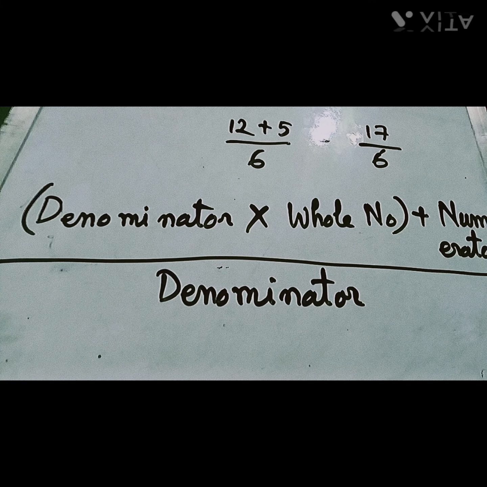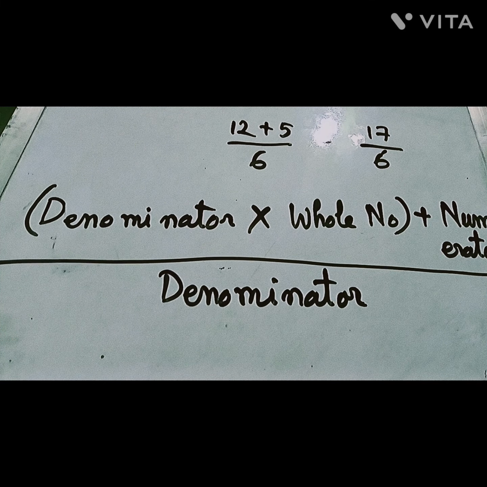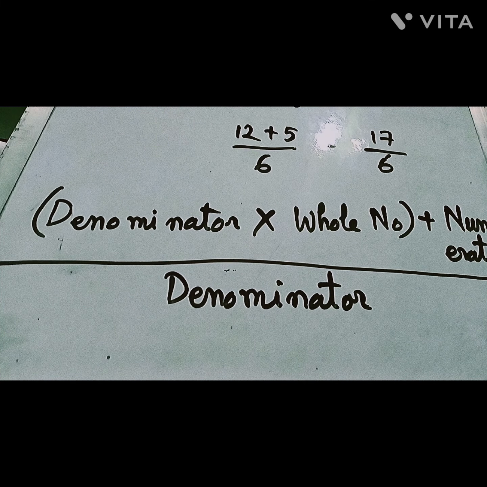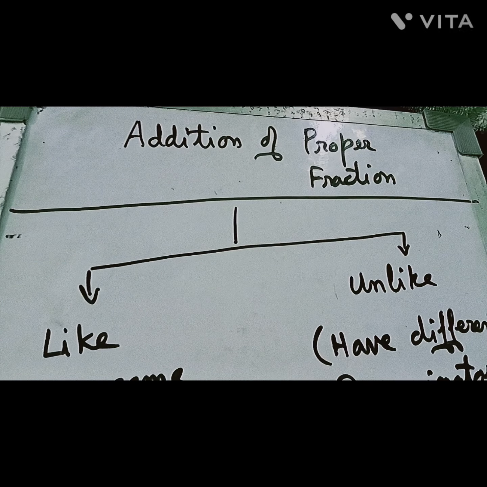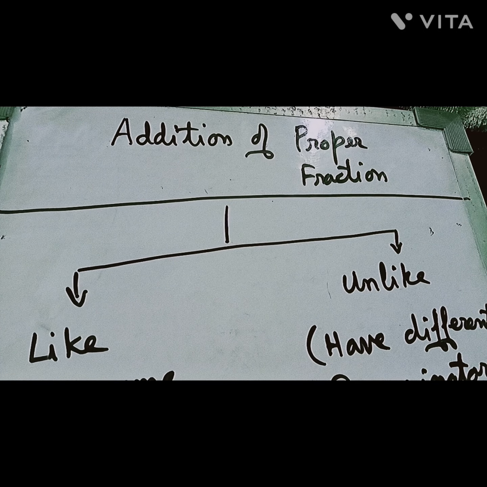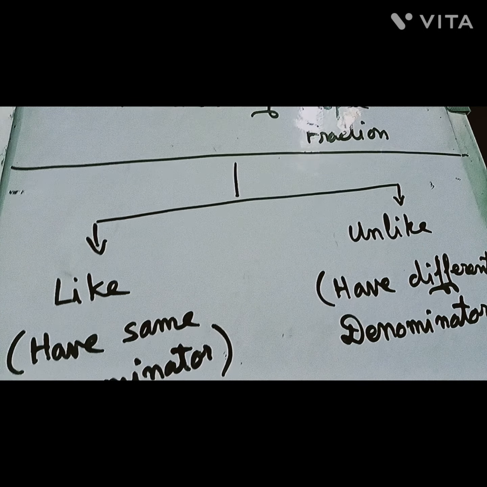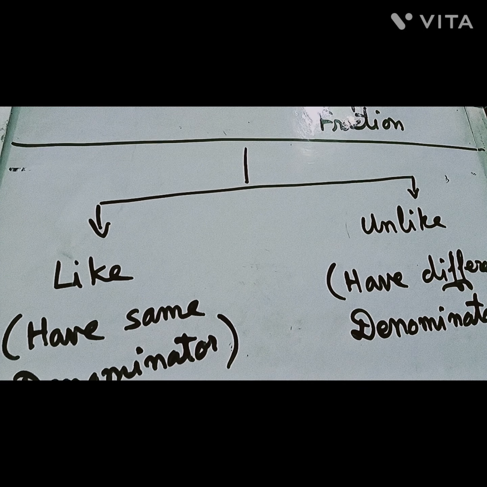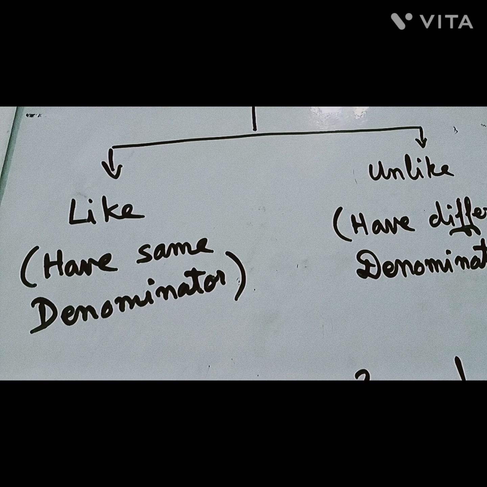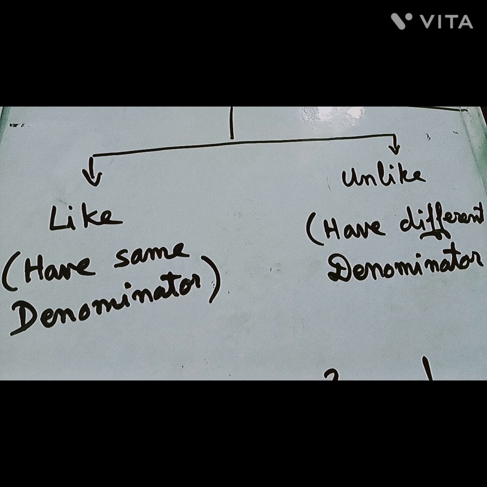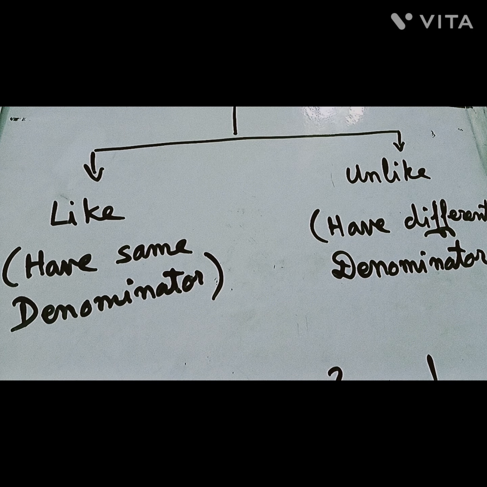So let us now do some problems on addition using proper fractions. Okay, addition of proper fractions. The addition of proper fractions is of two types, like and unlike. What is like? Fractions with the same denominator, and unlike is having different denominators.